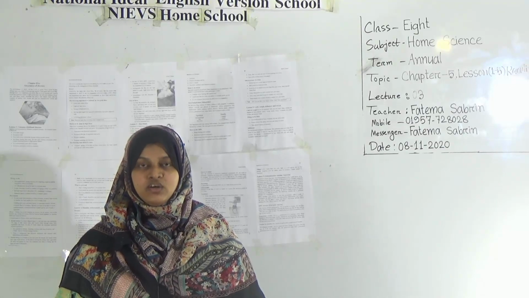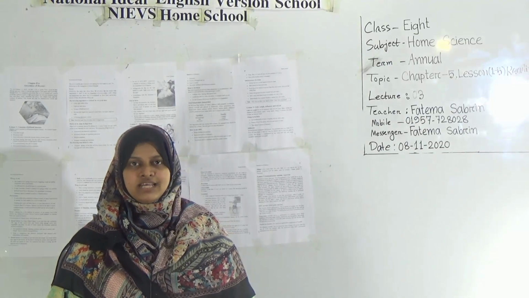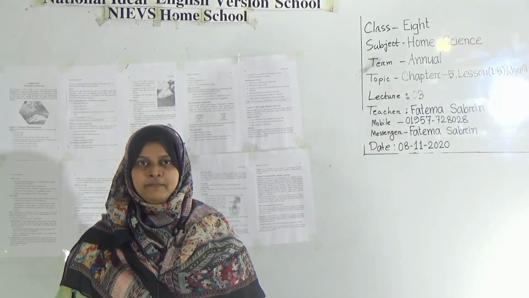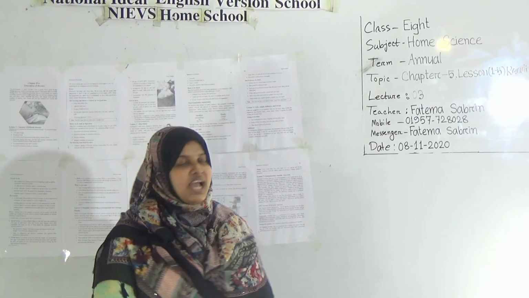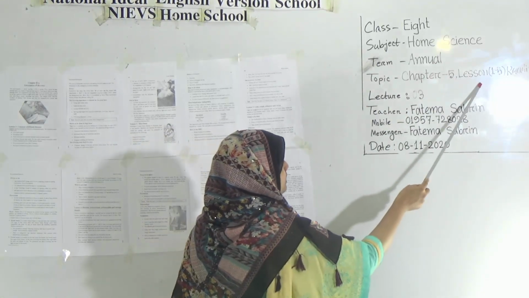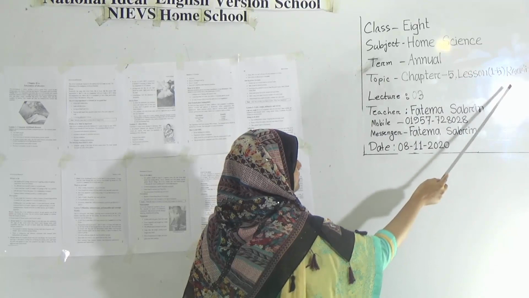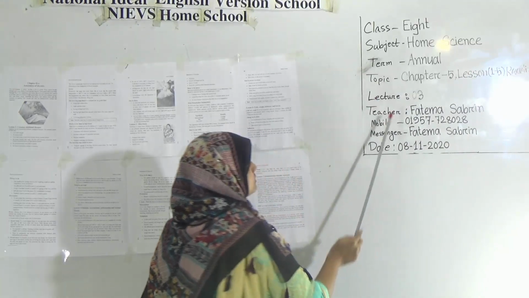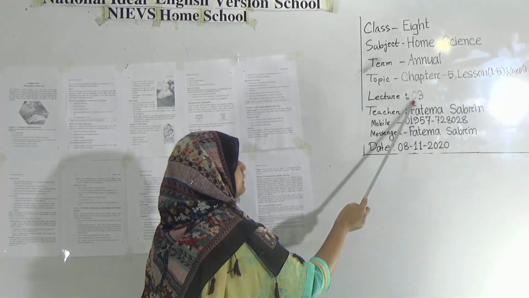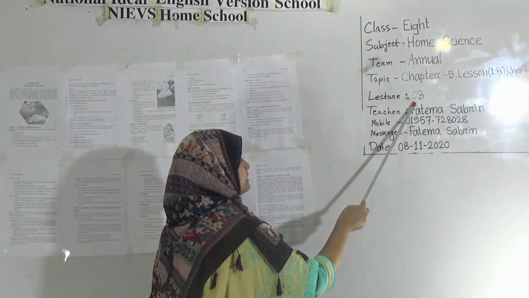Today I am going to take a Home Science class for the students of Class 8 on the topic of Chapter 5, Lesson 1 to 5. I am repeating, today our topic is Chapter 5, Lesson 1 to 5, and we'll read the text. And students, this is our third lecture.